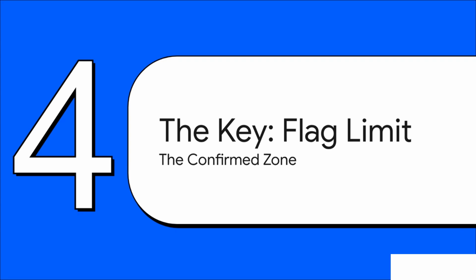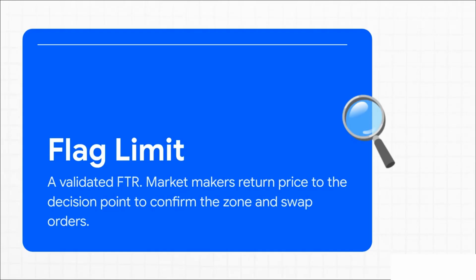Well, that leads us to maybe the single most important concept in this entire method, the key that unlocks the really high probability zones. This is the flag limit. Now, this might sound a little weird at first, so stick with me. A flag limit is basically a validated FTR. In this case, after price breaks a level, the market makers do bring the price back, intentionally, right back to that decision point. You might ask, why would they do that? Well, to confirm their move, to validate that price zone, and to swap out their orders. It's that deliberate return trip that turns a simple clue into a powerful, high-conviction setup.